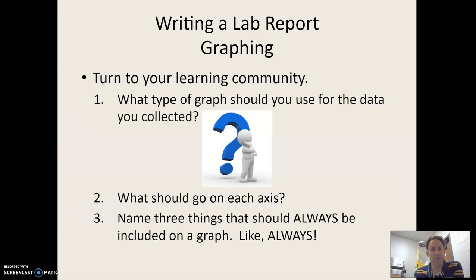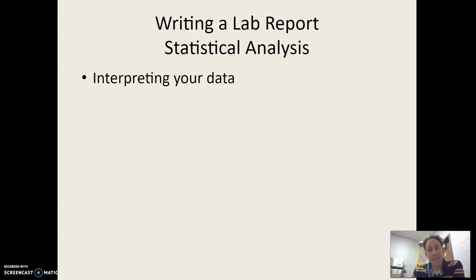That's really important. Okay. So at this point, you may want to pause, turn to your group, and then reflect on the data you just collected for the penny lab. So what type of graph should you use for the data you collected? What should go on each axis? And then again, what should always be included on that graph? Like always. And I'll give you a hint, label your axes with units. Okay, so at this point, I'm not going to tell you the answers to that. That's for you to discuss.